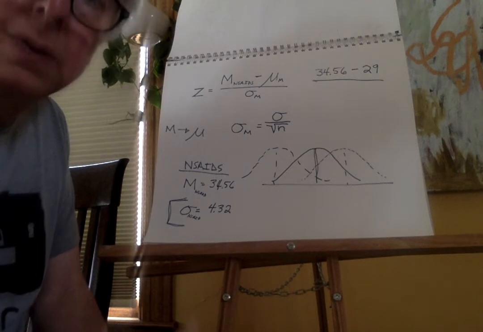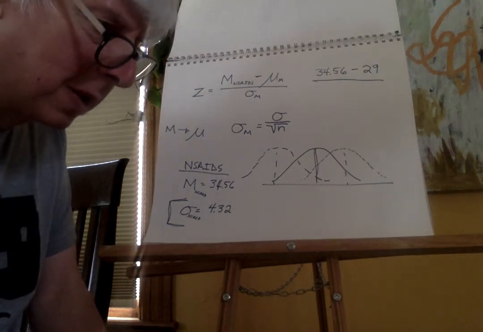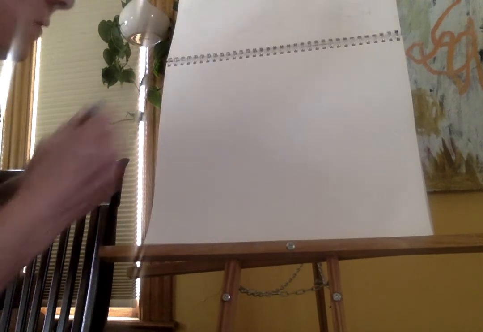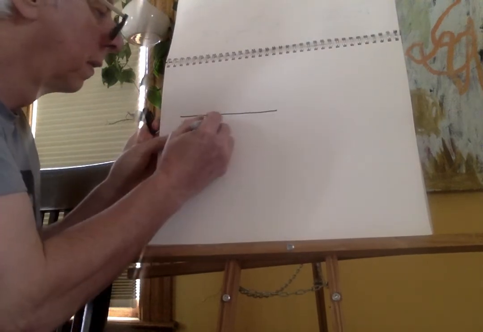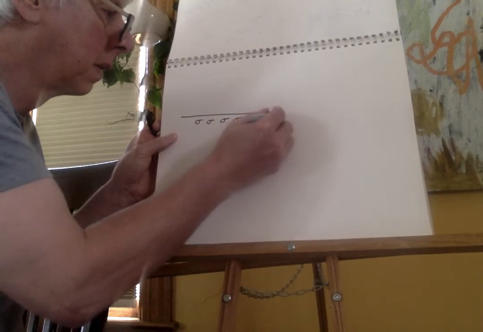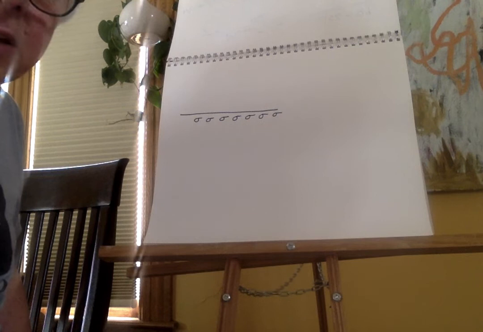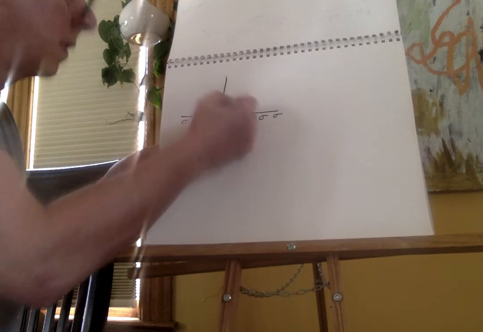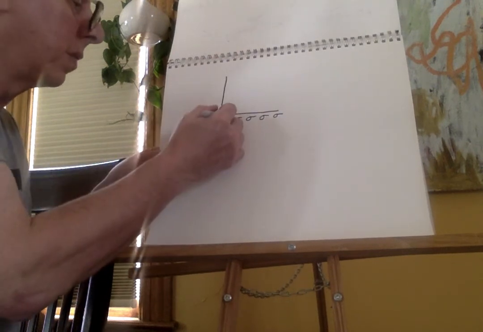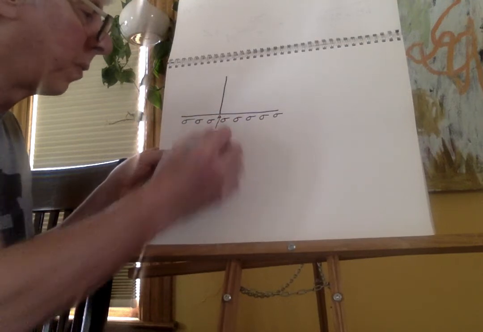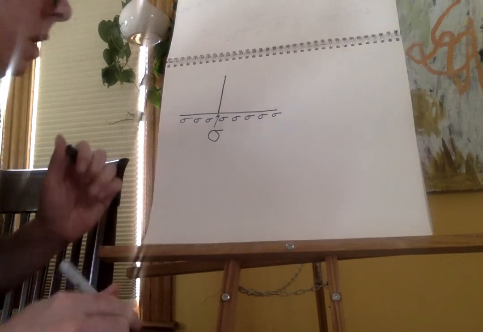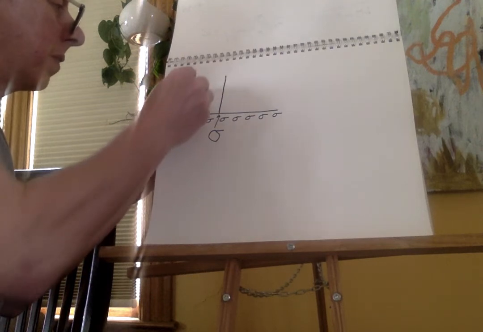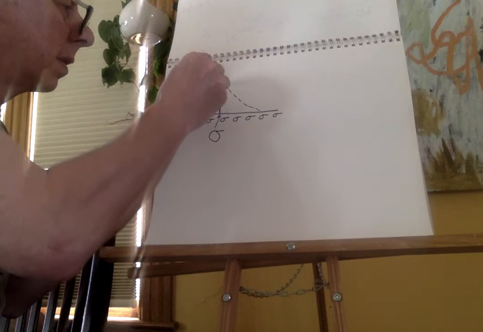Okay? Take it slow. Let's think about this. When we do that, something weird sort of happens. If these are sample standard deviations, and this is the value for the underlying standard deviation of the whole population, what we find when we do these sample standard deviations is that they tend to pile up here.